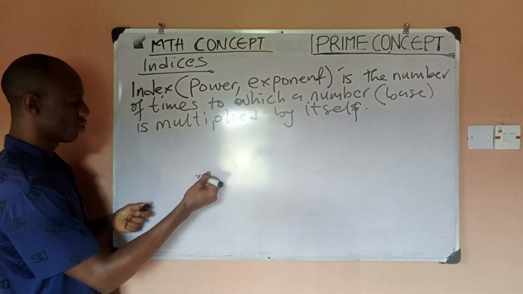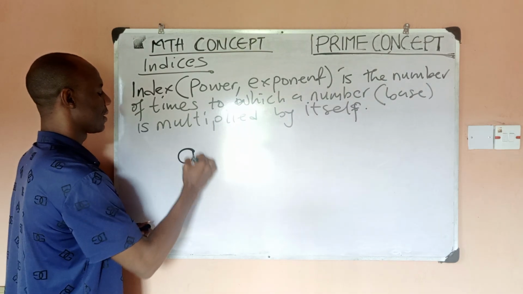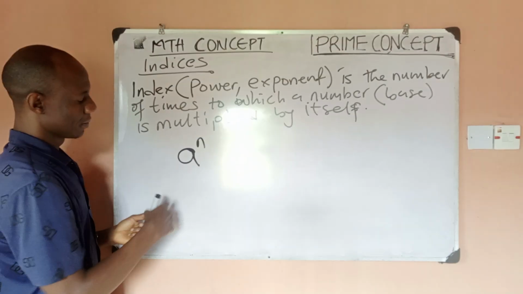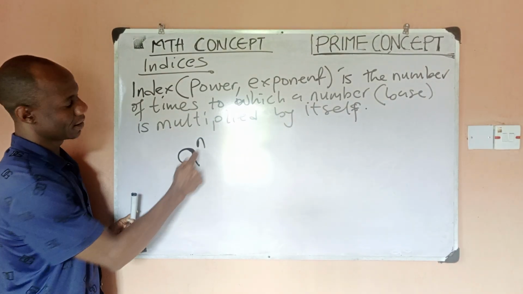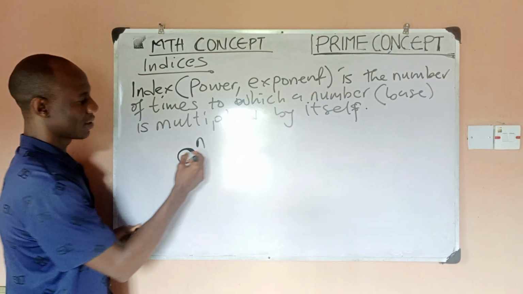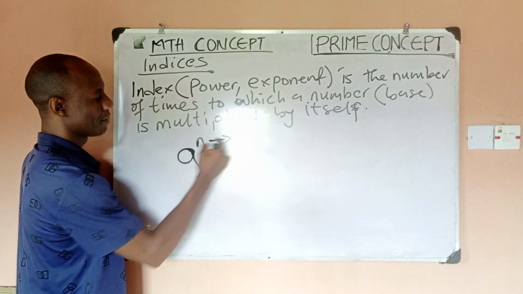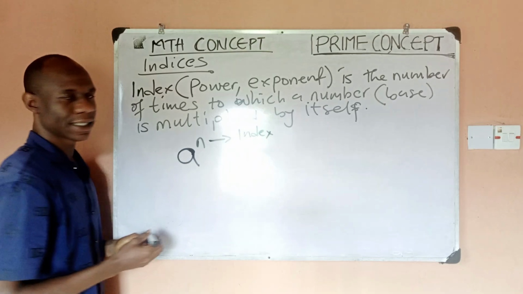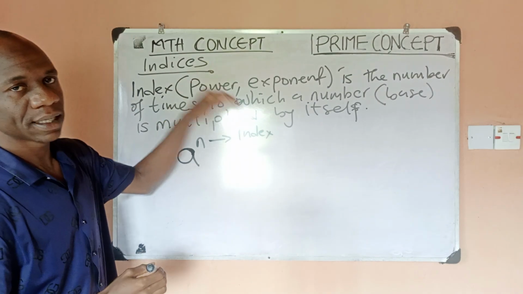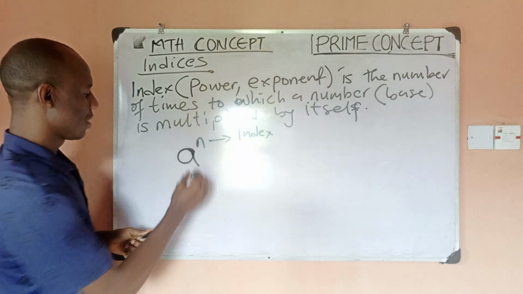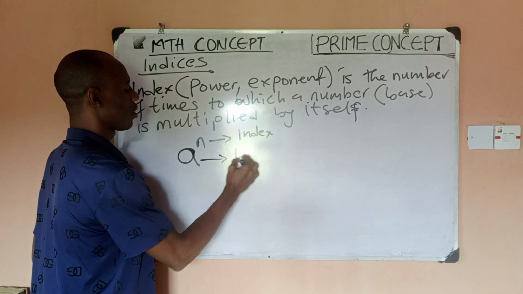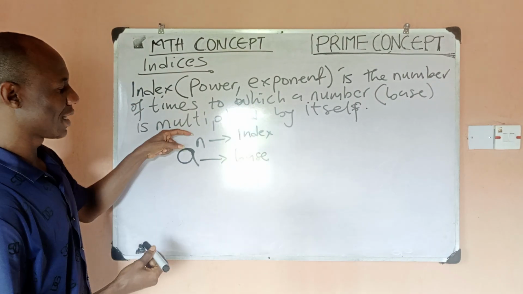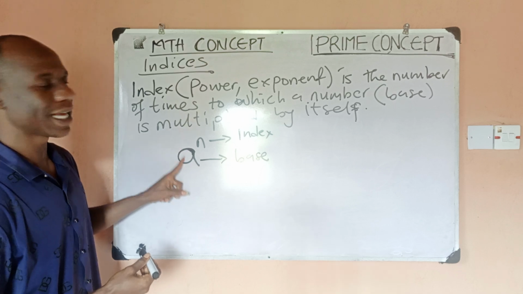So a simple notation for this is a raised to power n. So this simply means that you are multiplying a n times. So in this particular notation, n here means the index. n is what we call the index, or the power, or the exponent, while a in this case is what you call the base, right? So n, which is the index, tells you the number of times you are multiplying the base.